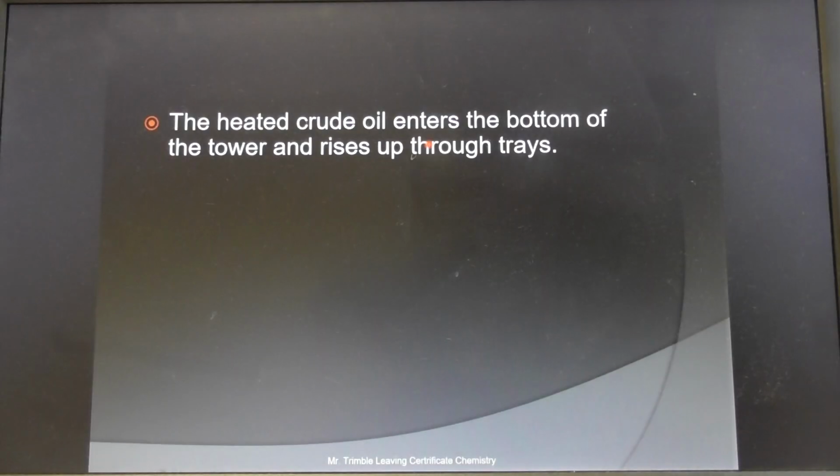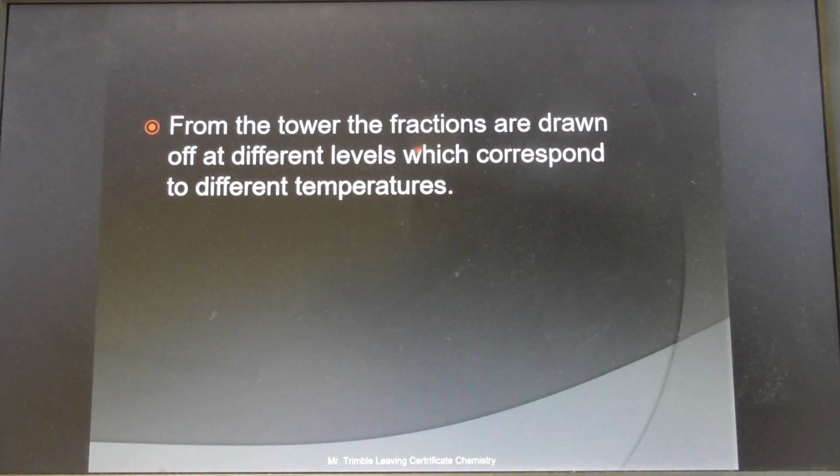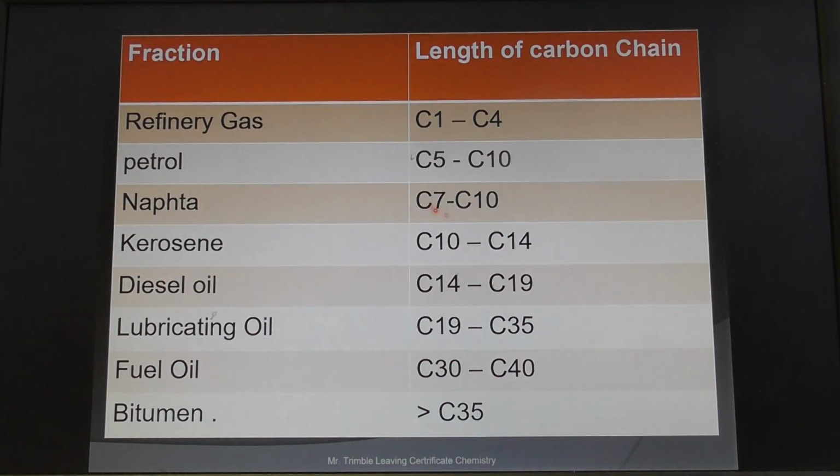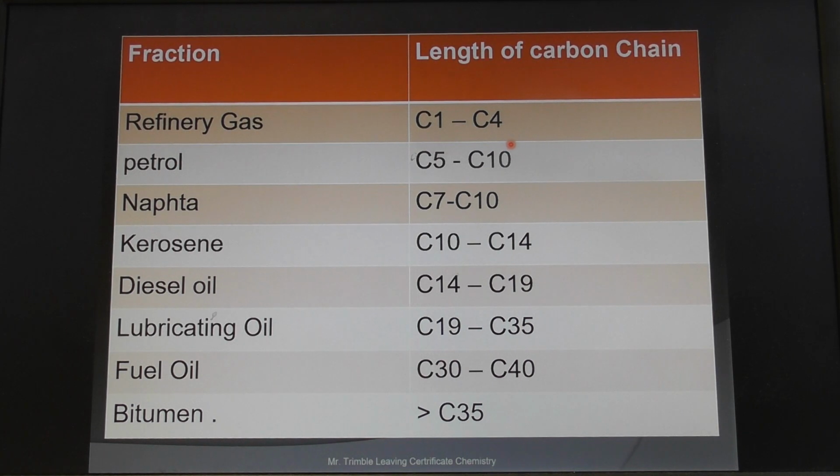And that's that one. So this is much easier, maybe what we've been doing over the last couple of videos as well. Here to give you some idea what the fractions are, and look, it's perfectly linked with the boiling point, of course. Refinery gas, short chains, C1 to C4 I have there. Petrol, C5 to C10, that means that there's 5 carbons, 6 carbons, 7 carbons, 8 carbons, you know, a length of carbons in a row, bonded to each other.